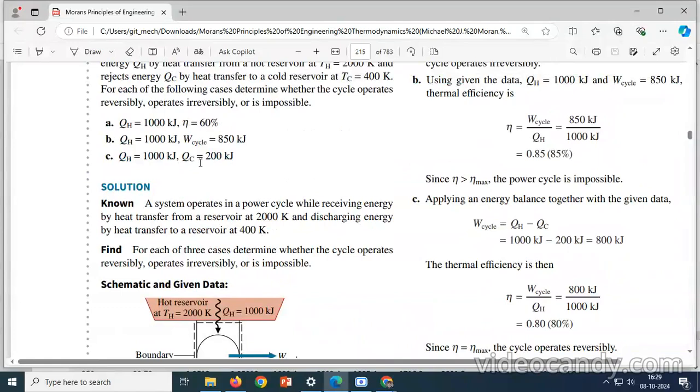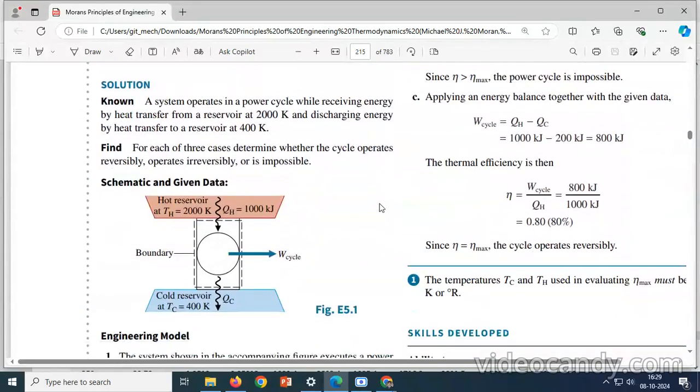Last case, they have given both the heat transfers. And now we need to find out whether the cycle is reversible, irreversible or impossible. So for part C, using these two heat transfers, I can find out the work done. See here, work done by the cycle is QH minus QC. That much work is done ideally. Actually, there are some losses. That's why we talk about the efficiency.